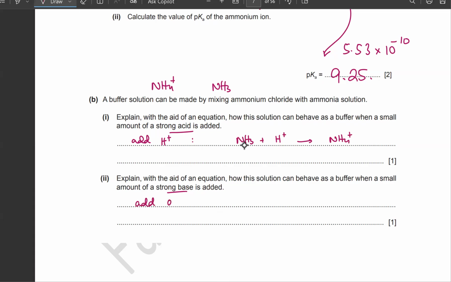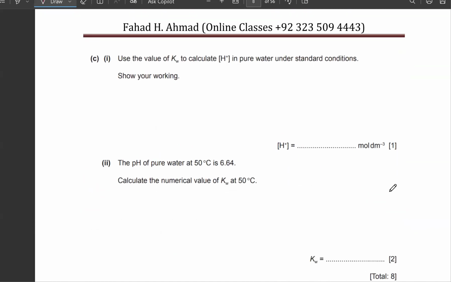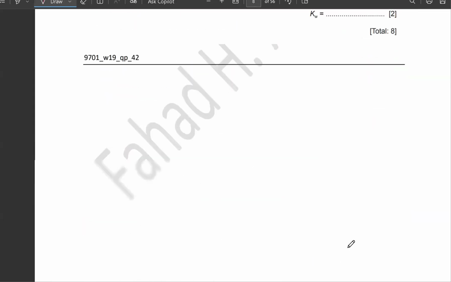And if you add an alkali, a strong base, then the ammonium ions, the weak acid, will release H plus 1 ions and lose the H plus 1. The H plus 1 is going to react with the OH ion and they'll form water. Is this clear? Yes. Yes, sir. That's Kw, forget that.